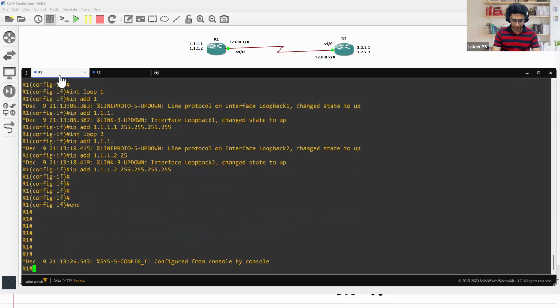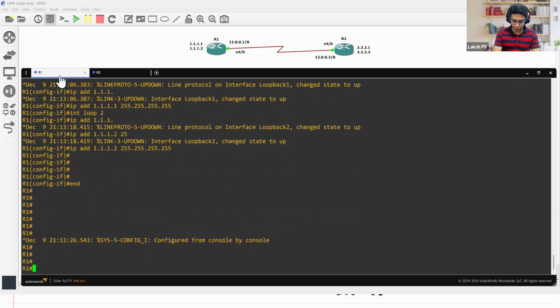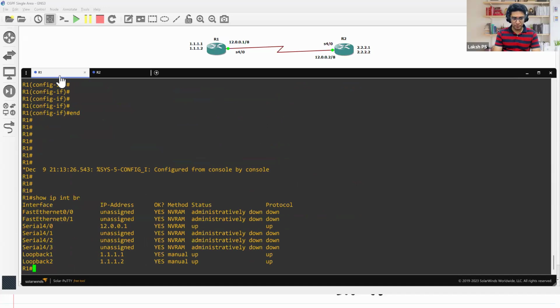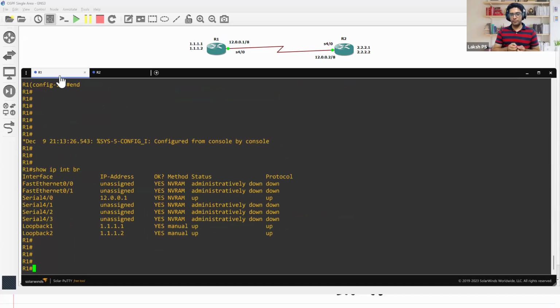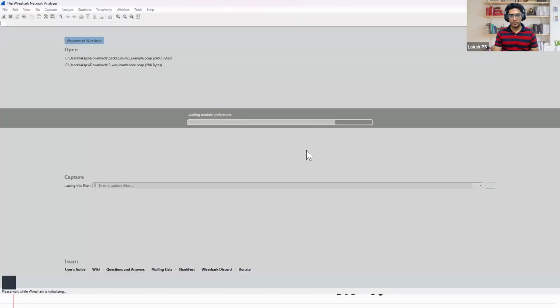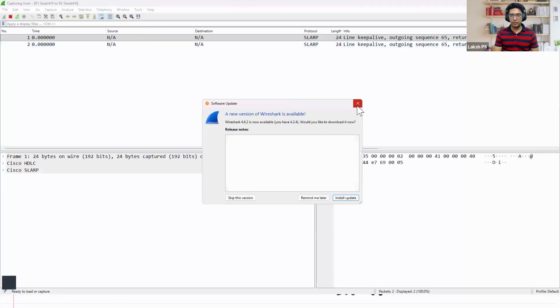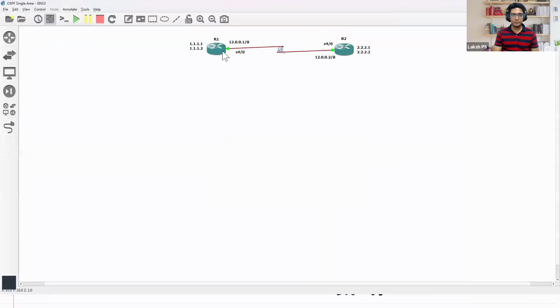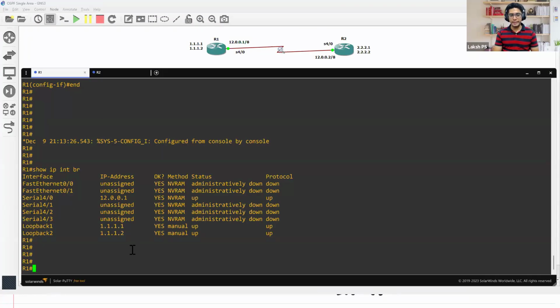Again, to check the IP address configuration, we do show IP interface brief, and we can see the IP addresses. Now we want to create OSPF between the two routers. Let me first start the capture over here, and let me also start the debug on these routers.